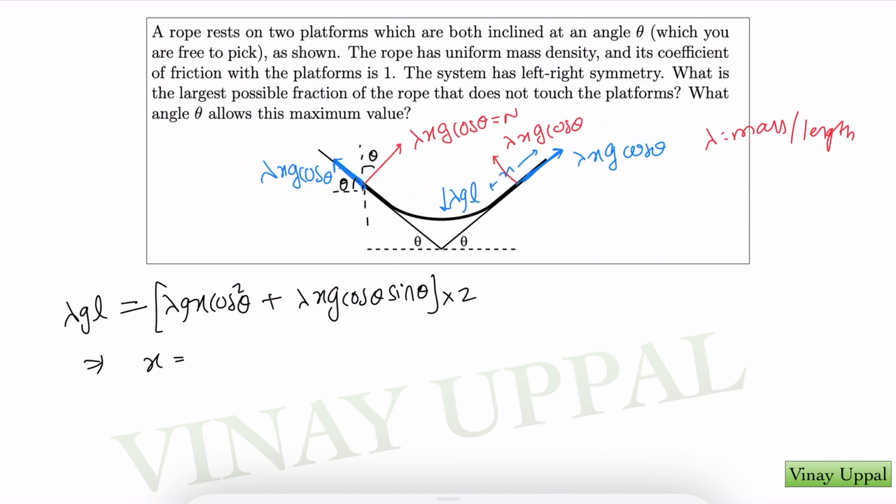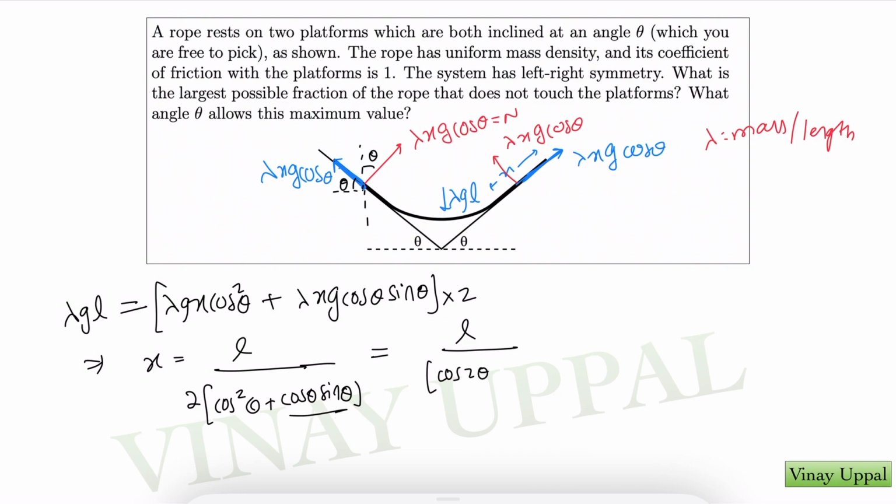So that's how you will get x as a function of theta. It's very straightforward, no simultaneous equations needed. So x will come out to be L divided by twice of cos squared theta plus cos theta sin theta. And you can actually write this as, because you have 2 cos squared theta and 2 cos theta sin theta, 2 cos squared theta can be written as cos 2 theta plus 1, and cos theta sin theta multiplied by 2 can be written as sin 2 theta. So cos 2 theta plus sin 2 theta plus 1.